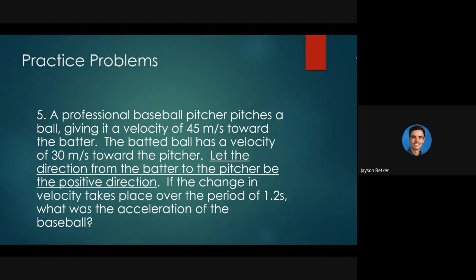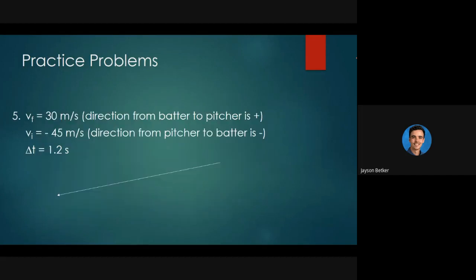So here is the key thing to this one. If the direction from the batter to the pitcher is positive, that means that our final velocity is positive 30. But that means that the ball that was thrown from the pitcher to the batter is in the negative direction, so our initial velocity was not 45, it was negative 45.